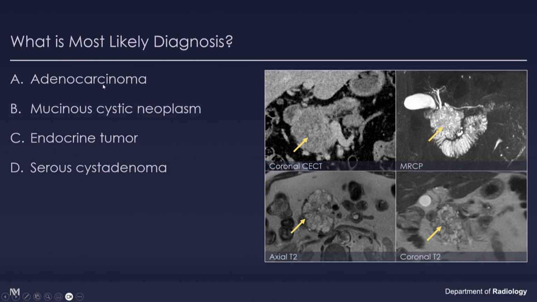So what's the most likely diagnosis here? Is it A, adeno, B, mucinous, C, endocrine, or D, serous cystadenoma? Well, we have a lesion on CT. It looks somewhat solid, right? It's enhancing or appears to be more solid.